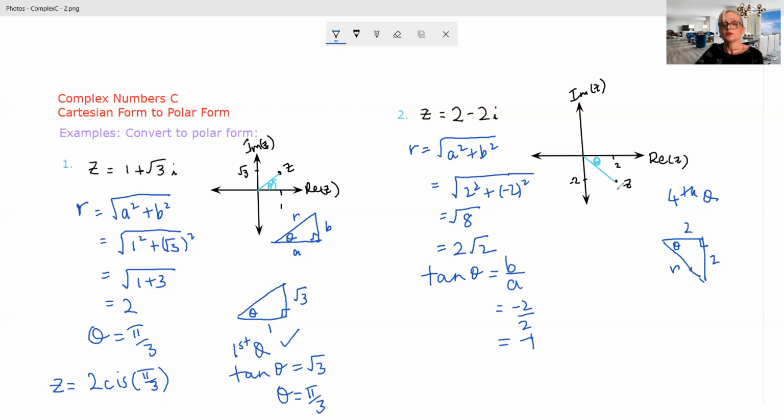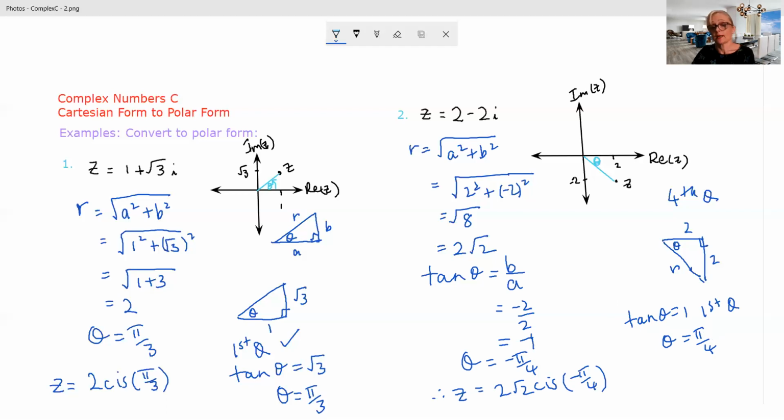Now what we need to do is think about our exact values. When is tan of theta 1 in your first quadrant? What angle would be correct for your first quadrant having a tan of 1? Yep, pi on 4 is correct. So we're in our fourth quadrant. We could just say negative pi on 4, and that's perfectly okay. So we could say z is 2 root 2 cis negative pi on 4.